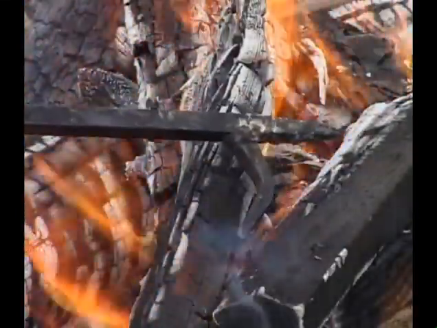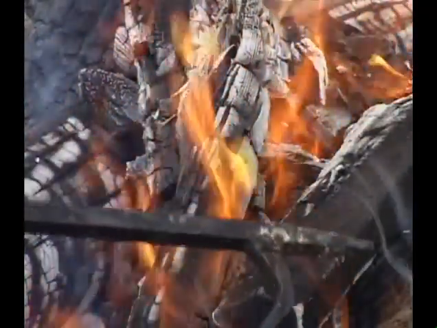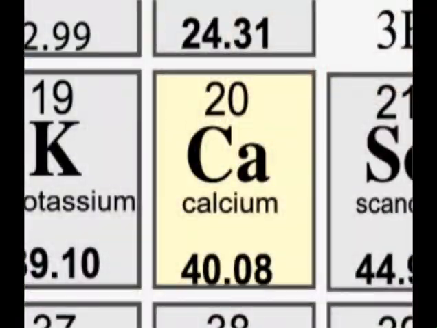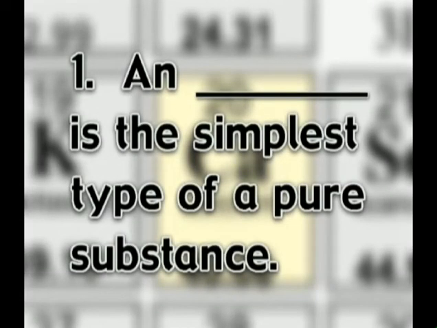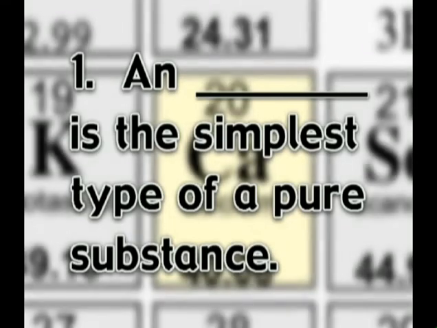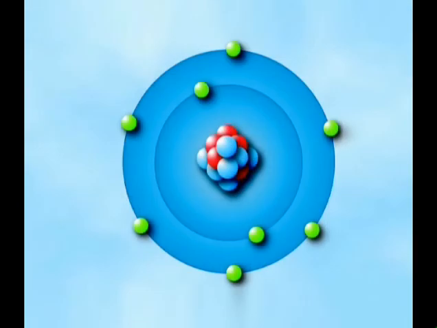Fill in the correct word to complete the sentence. Good luck, and let's get started. Number 1. An element is the simplest type of a pure substance. Number 2. The smallest part of an element is an atom.